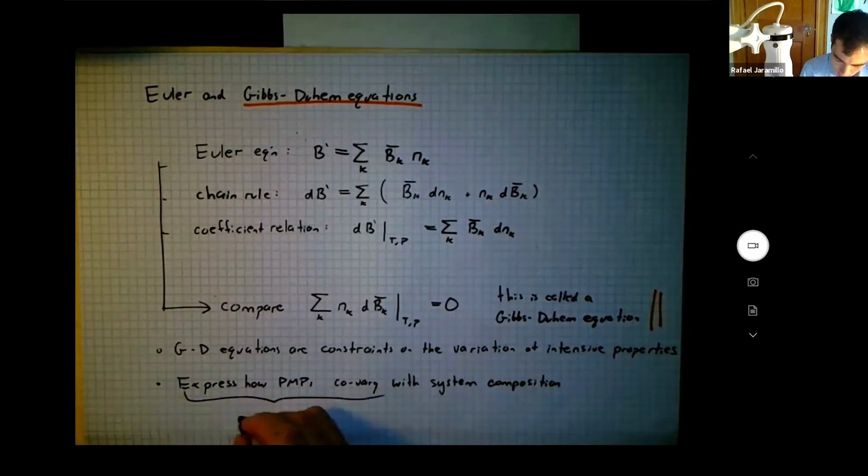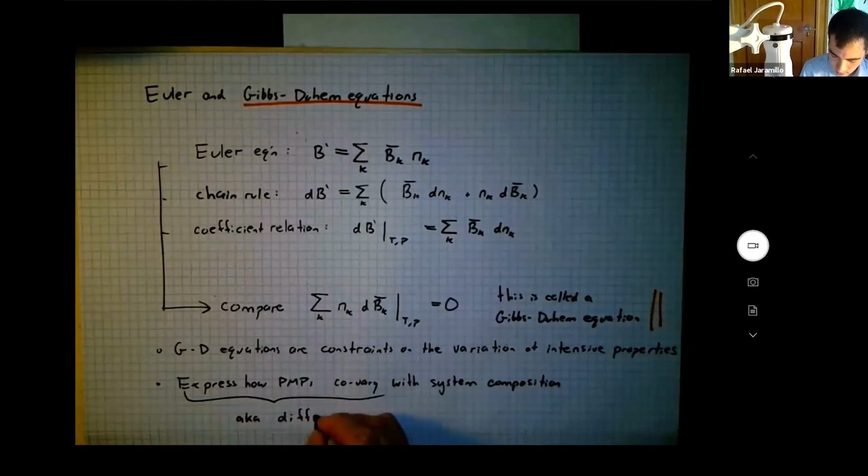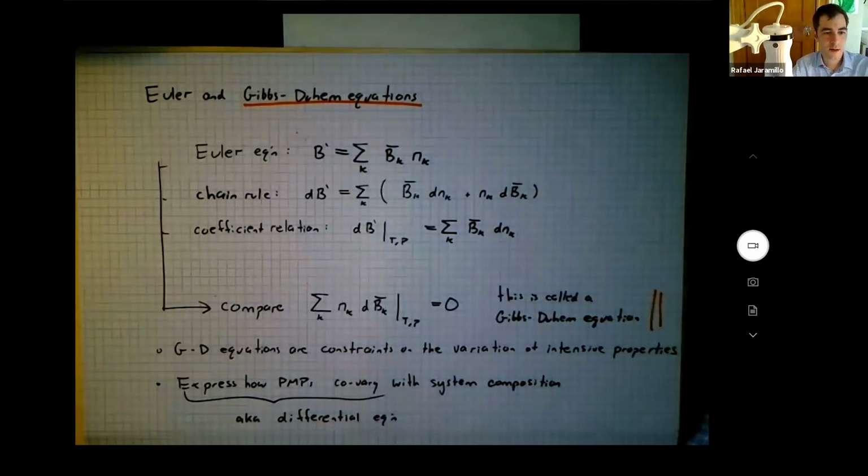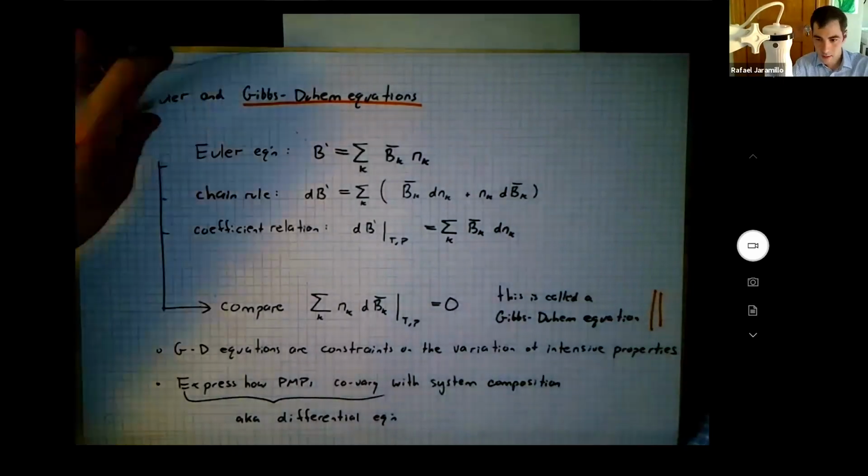In other words, it's a differential equation, right? An equation that describes how things covary with each other is a differential equation. That's what it is. All right. So now we're going to move towards partial molar properties of mixing and so forth. And we will finally get to graphical interpretation, which is why we're doing all of this.